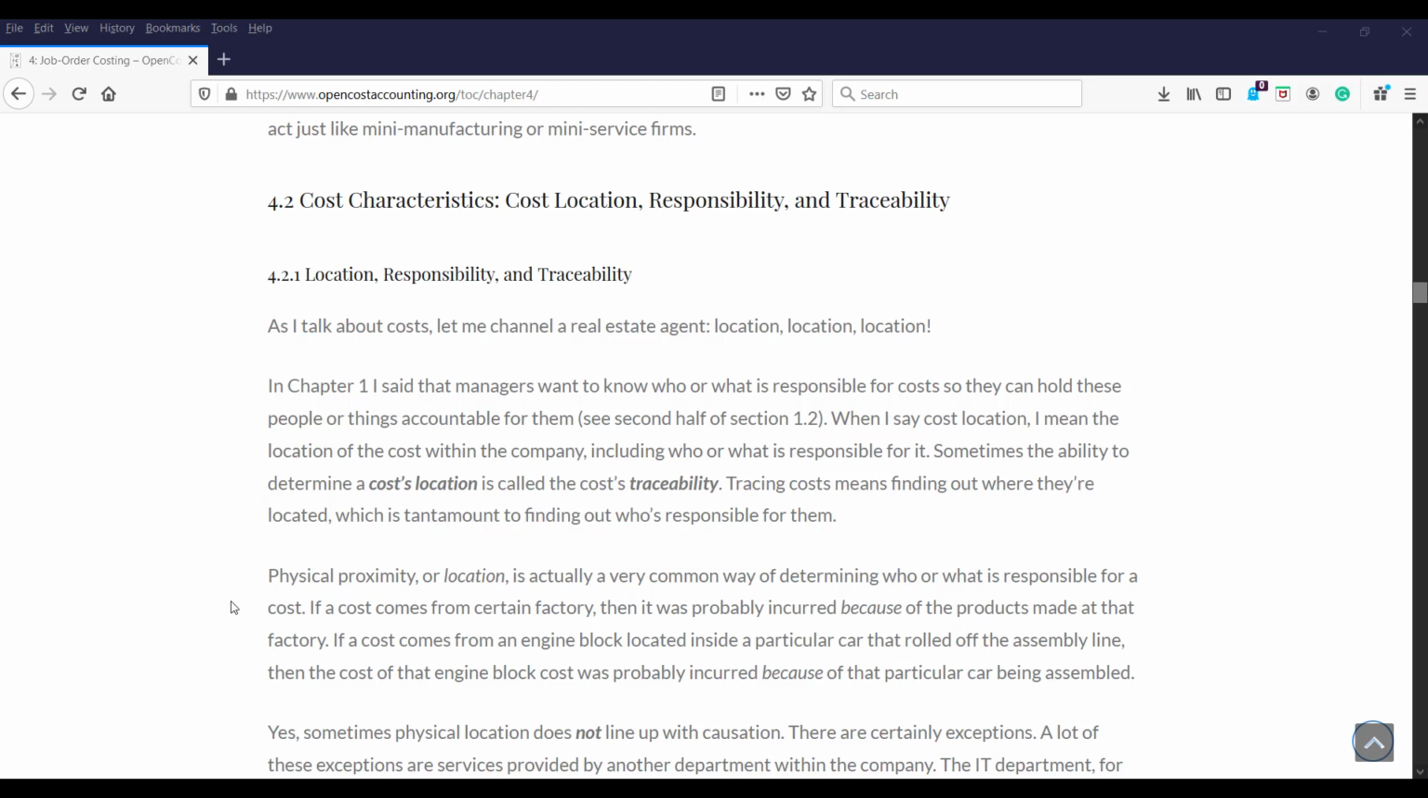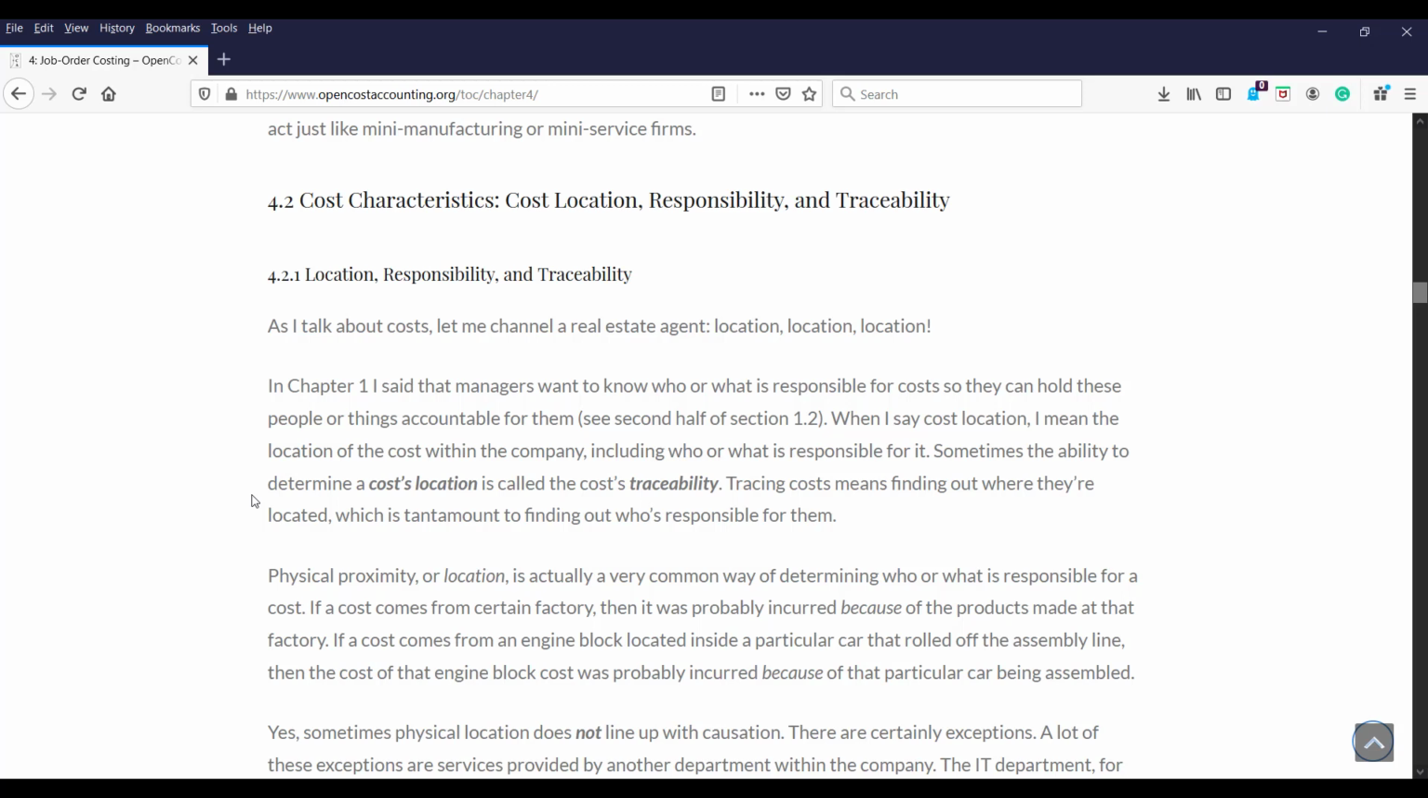In order to trace down a cost's location, we often use physical proximity. Was the person nearby working on the engine block across the assembly line? Then that person's labor might be traceable to that engine block. Was this material literally attached to the engine block?